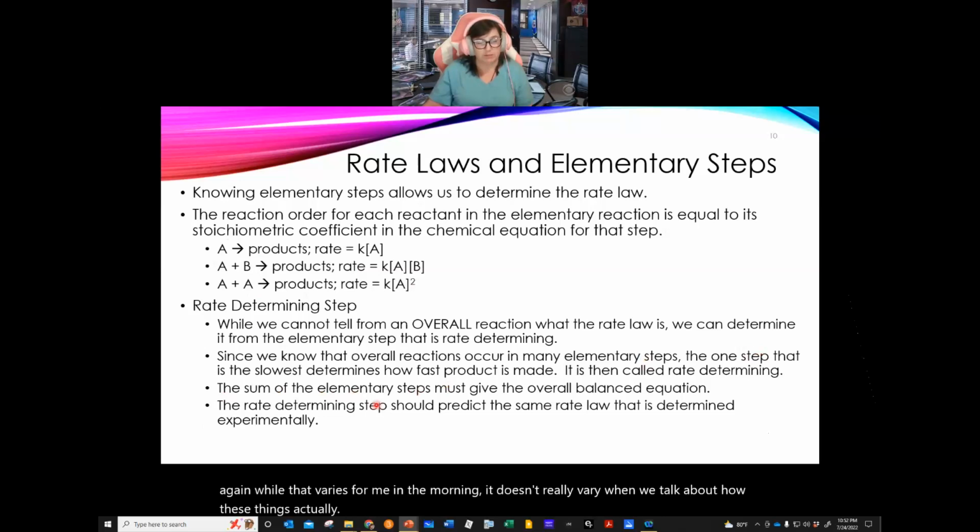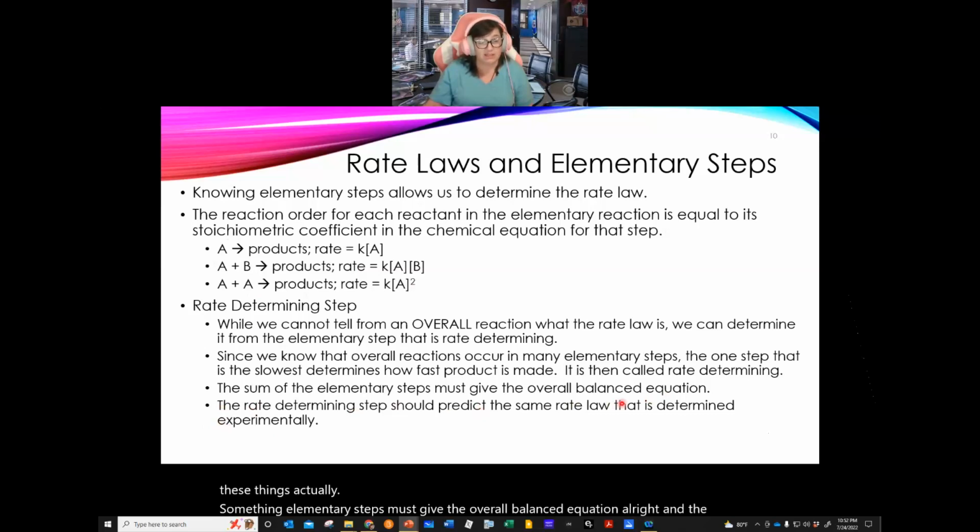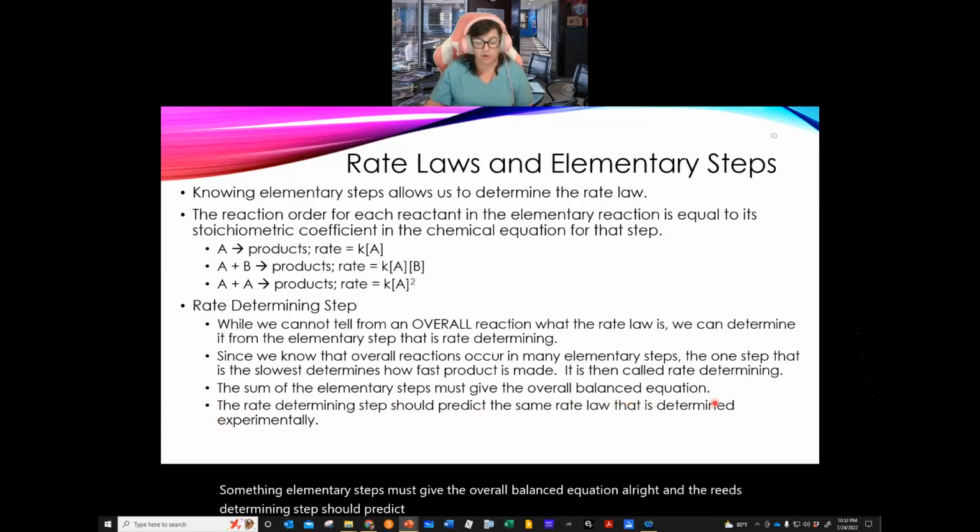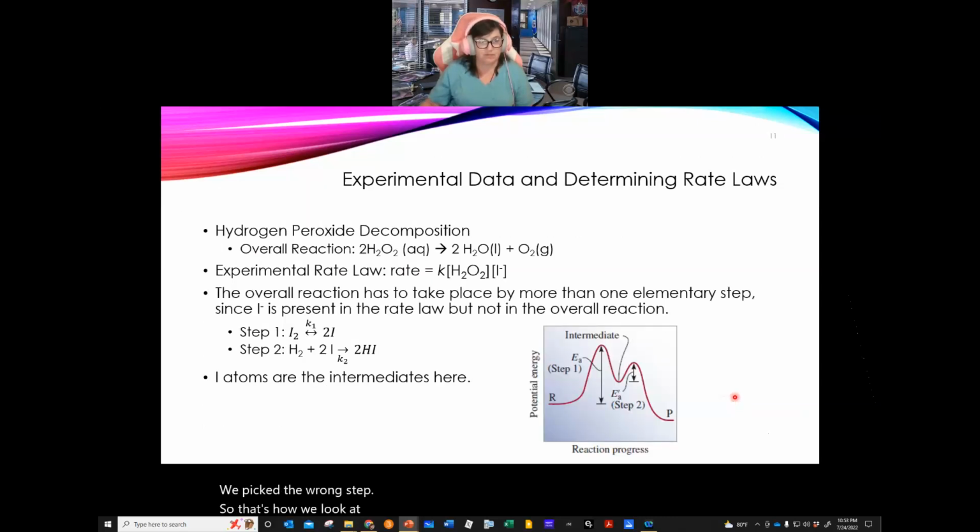The sum of the elementary steps must give the overall balanced equation. And the rate determining step should predict the same rate law that is determined experimentally. If we choose a rate determining step that does not have the same rate law as we determined experimentally, we picked the wrong step. Okay. So that's how we look at that.